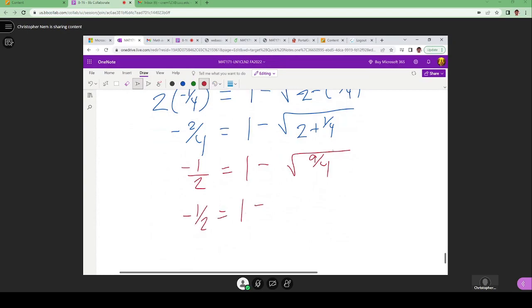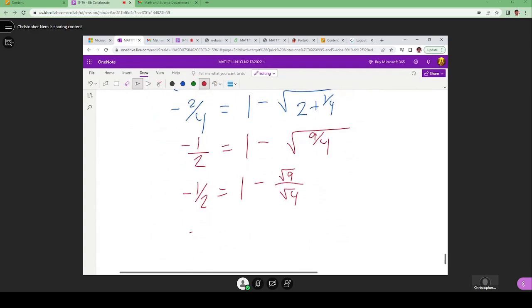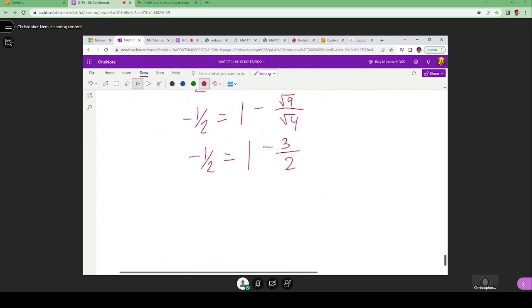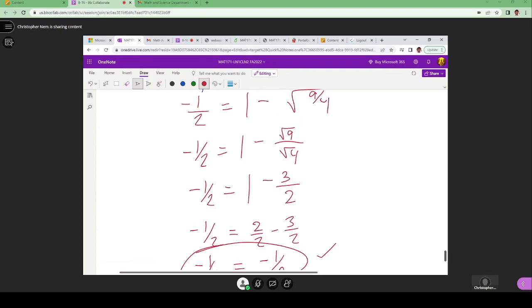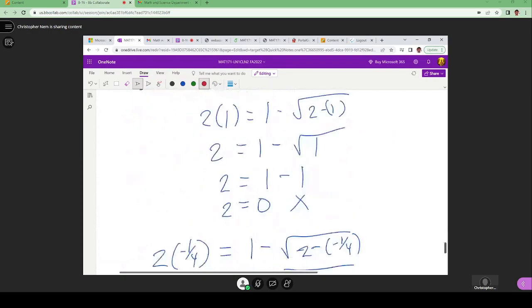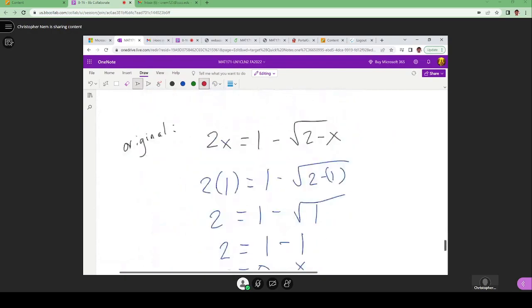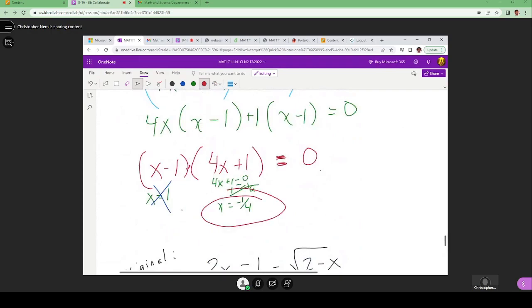If you look at your square root property, the square root of 9 over 4 is the same as the square root of 9 divided by the square root of 4, which is exactly the same as saying negative 1/2 is equal to 1 minus 3 over 2. And 1 minus 3 over 2 is 2 over 2 minus 3 over 2, which is negative 1 over 2. Oh, so this one does work out. So in this case, we have one solution that works. This one works. The other one did not work out, unfortunately.